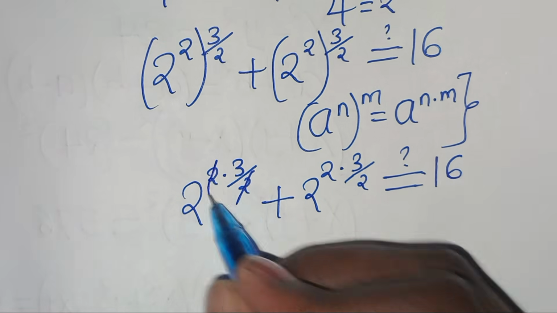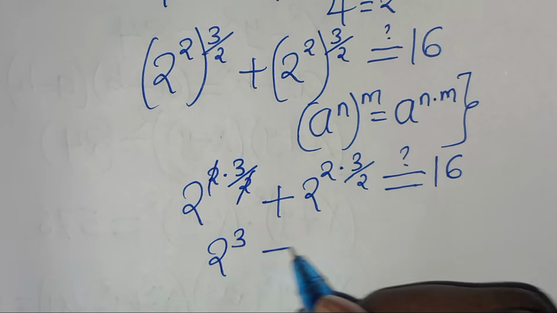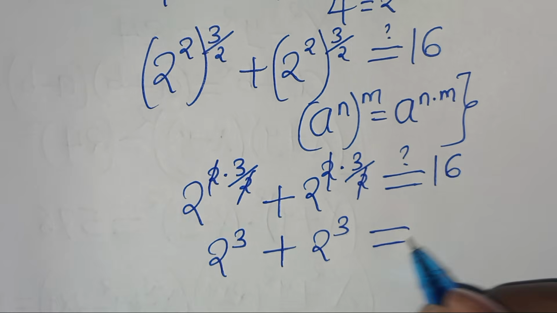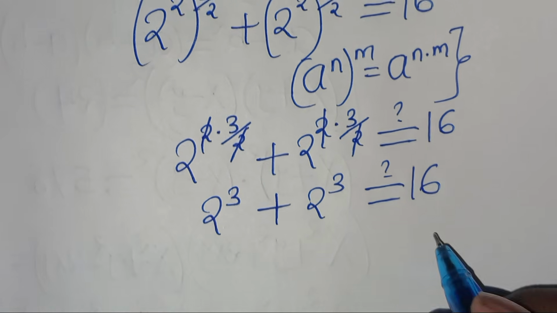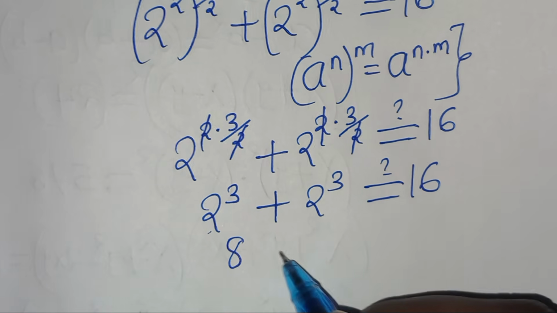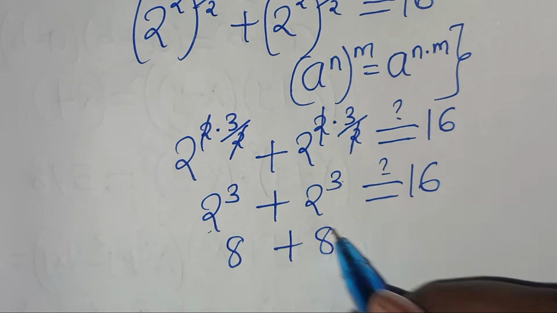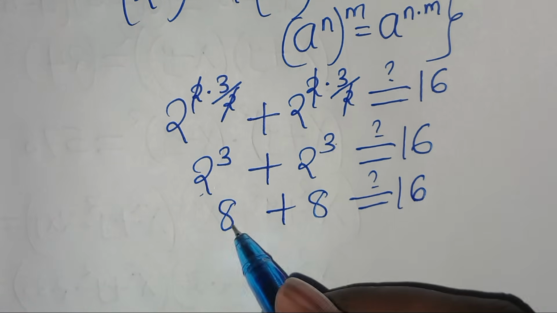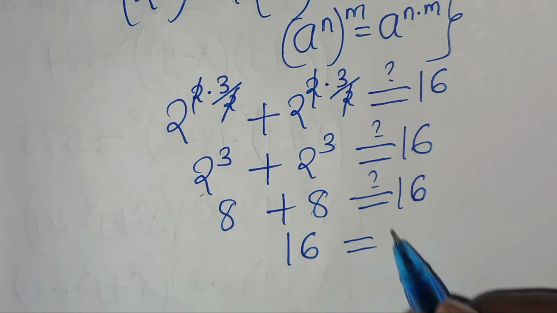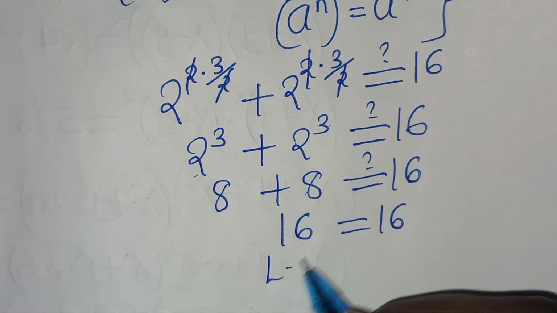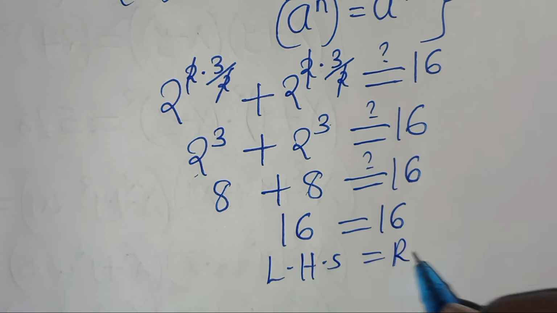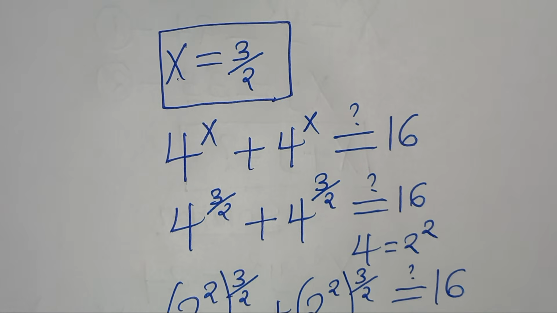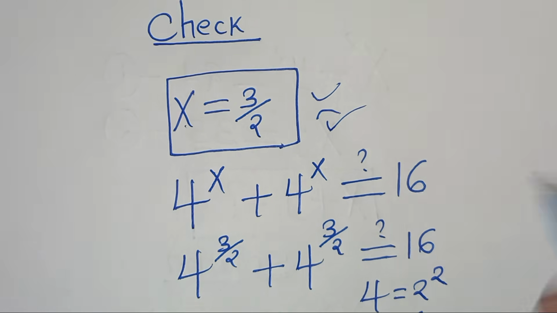Let's simplify 2 and 2 here so that we have 2 to the power of 3, plus 2 and 2 here simplifies, so this is 2 to the power of 3. This should give us a value of 16. 2 to the power of 3 is 8, plus 2 to the power of 3, which is 8, and this is supposed to give us a value of 16. So 8 plus 8 is equal to 16, and this is equal to 16. So the left hand side is equal to the right hand side. And this proves that the value of x, which is 3 over 2, satisfies the equation.